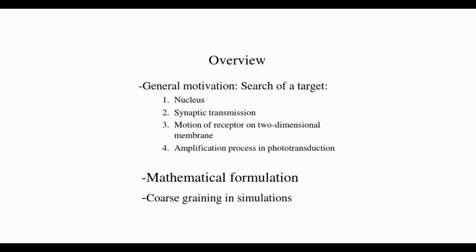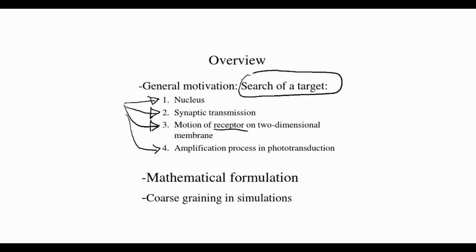Really this is about the motivation of this time, about how to find a target. So we will see the first example is about the nucleus of a cell, which contains the genetic information. Another example is synaptic transmission, which is the phenomenon occurring at the junction between two neurons of the nervous system, for example. Another example that we will discuss is the process of motion of receptors, which are channel proteins occurring on the surface of neuron. And the last example will be coming from the process of transduction, and specifically about phototransduction.